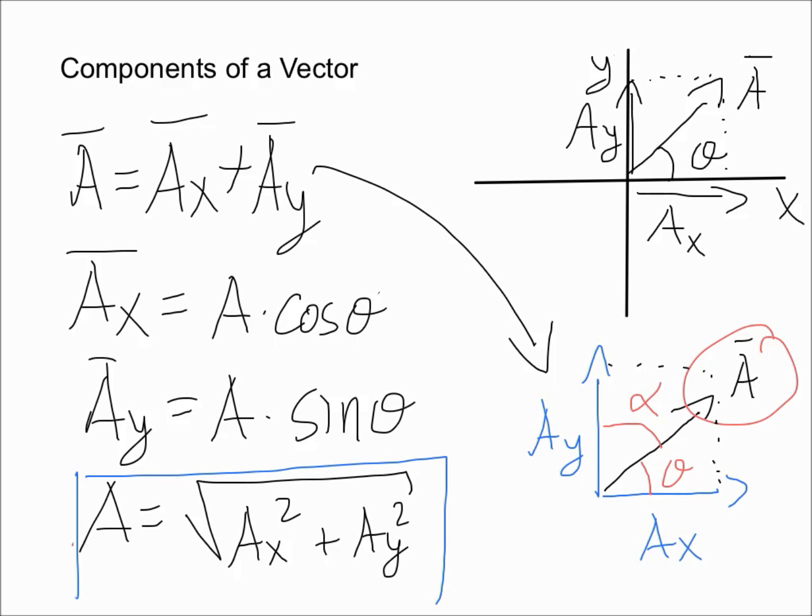To find the direction, you would have to do the tangent of theta, which would be ay over ax. So the sine over the cosine. That is our second formula. And well, those are the components of a vector.